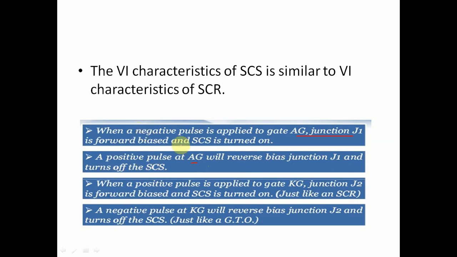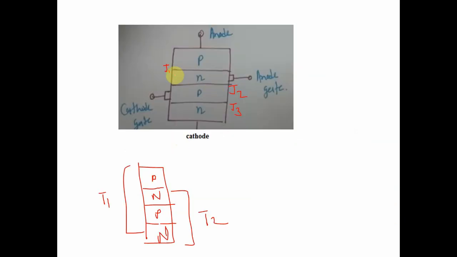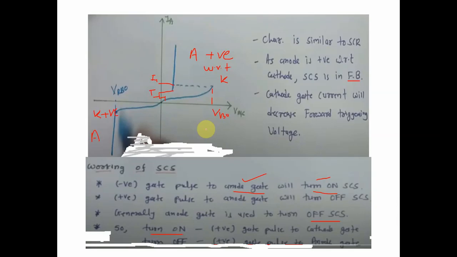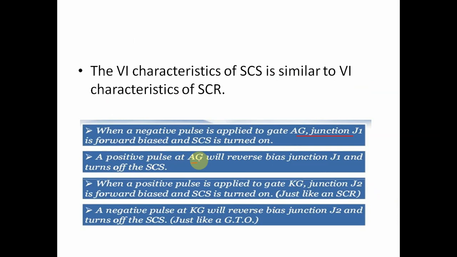Here is the J1 junction, and this J1 junction is forward biased. Now a positive gate pulse at the anode gate will reverse bias the junction J1, and due to this, SCS is turned off. When a positive pulse is applied to the cathode gate, junction J2 is forward biased and SCS is turned on, and a negative pulse at the cathode gate will reverse bias junction J2 and turn off SCS.